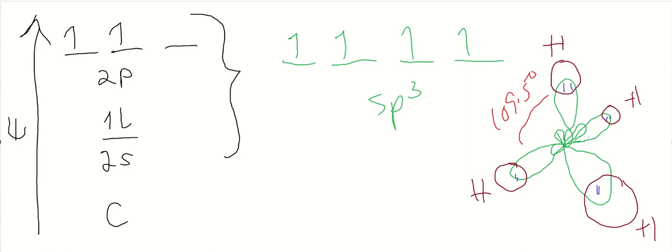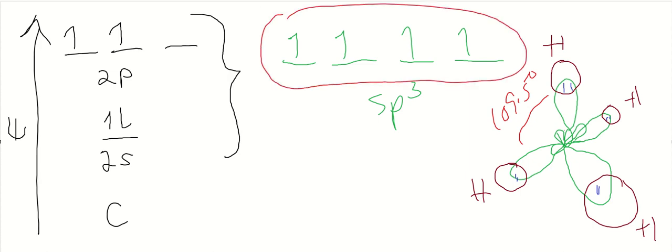So here's the key takeaway. By the way, these are called degenerate orbitals. Degenerate orbitals means they have the same energy level. That's what degenerate means, so you might come across that.